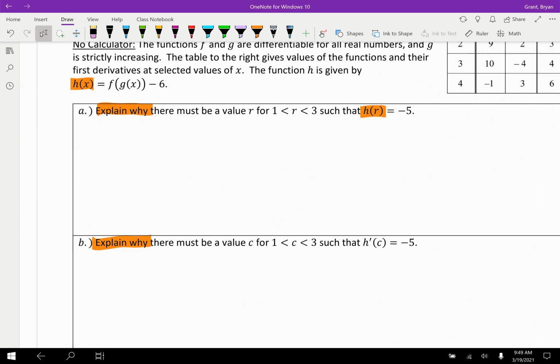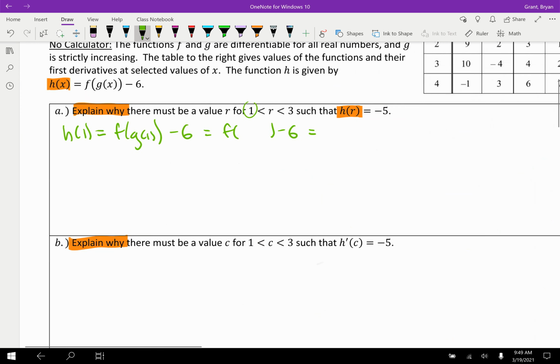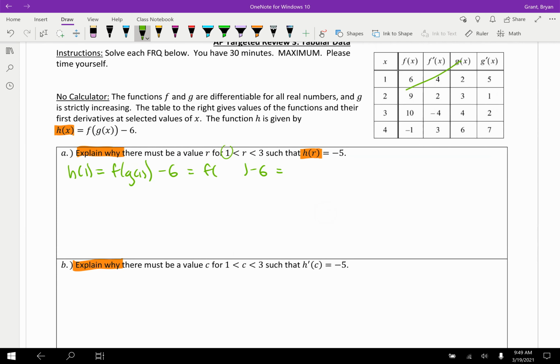The way the IVT works is we have to find the starting output and the ending output. Starting output, h of 1, that's going to be f of g of 1 minus 6. G of 1 we can find through the table, right? G of 1 is 2. And then we have to find f of 2, and f of 2 is 9. So we end up with 9 minus 6, which is 3. Not bad. Ultimately, we found that we start at the point 1, 3.